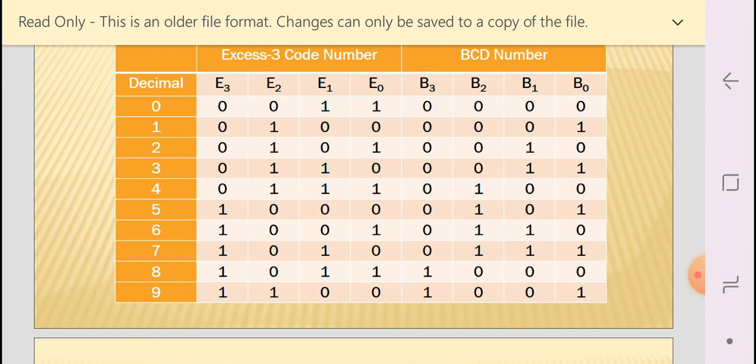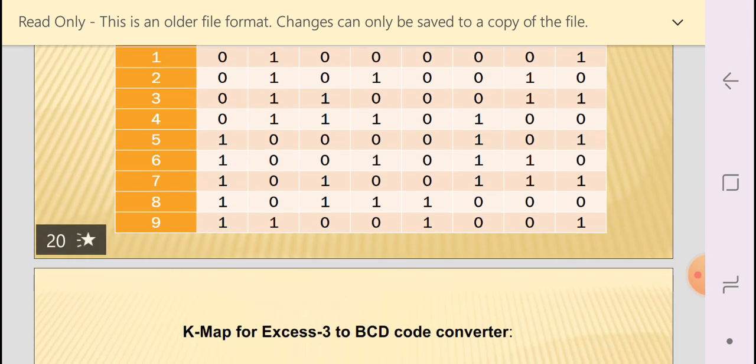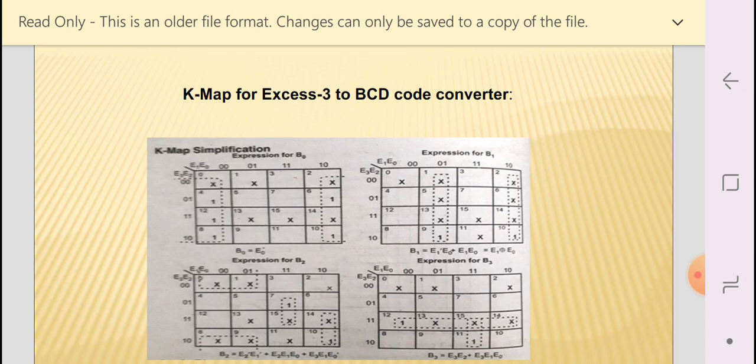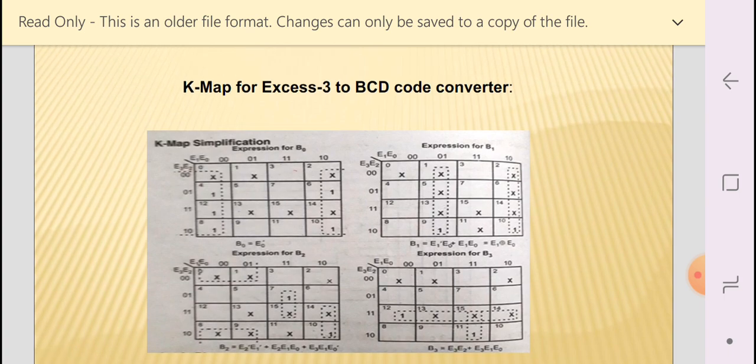After that it will be 5 bit, right? So 9 plus 3, it is 12. So the XS3 number is 1100. Look at the last row, that is the BCD number 1001. Now go to the next slide, that is the K-map for the XS3 to BCD code converter. So here we have to find out B0, B1, B2, B3.